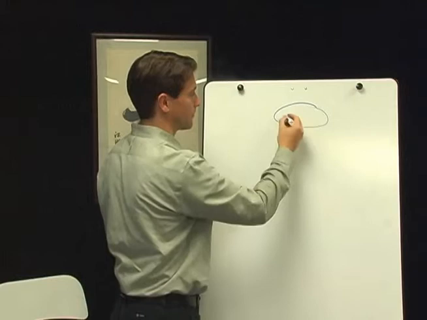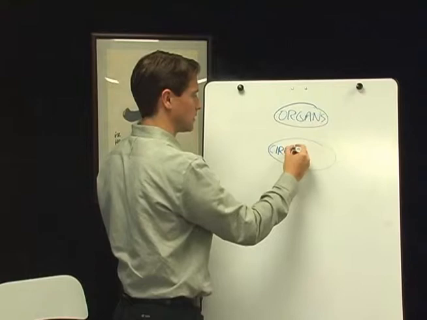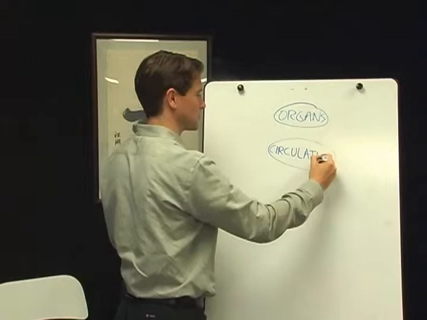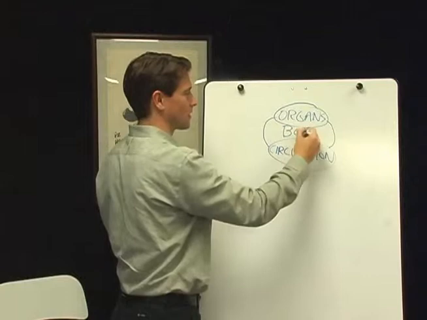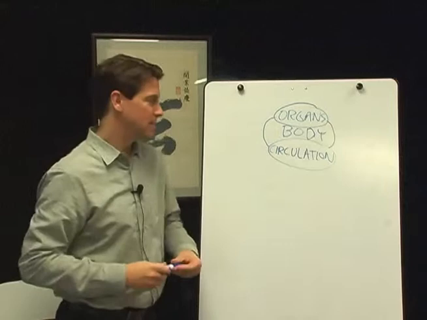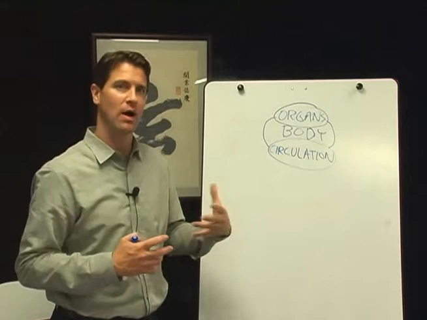All right, so first of all, you have the organ system. Secondly, you have circulation. Circulation. Almost misspelled that. This is, again, why you should have a case manager. The body is made up fundamentally of two systems. And those two systems include the organ system, of which the Chinese developed concepts about 12 of them.